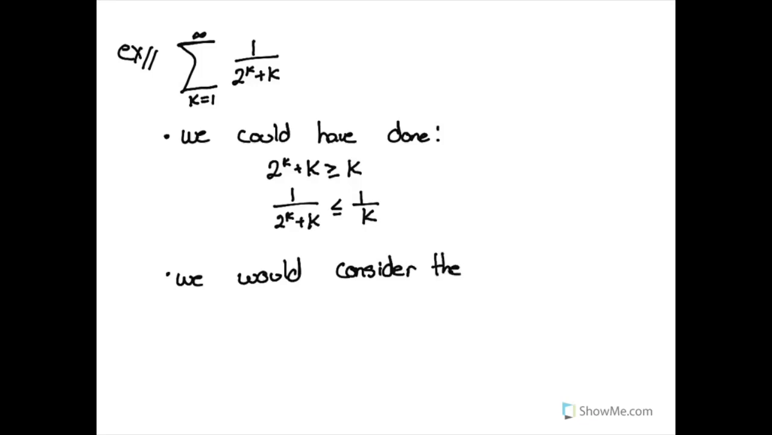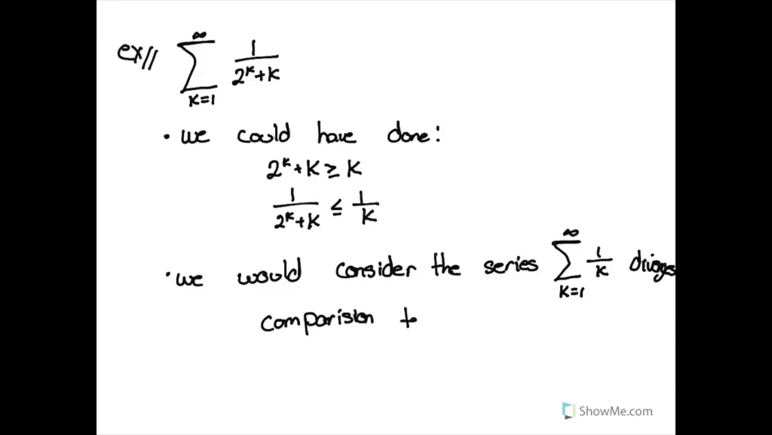1 over k, which is again the harmonic series from k equals 1 to infinity. And last time we also showed that this series diverges. So this diverges. So in this case, we couldn't use the comparison test to say if the original series converges or diverges. So the comparison test is inconclusive.